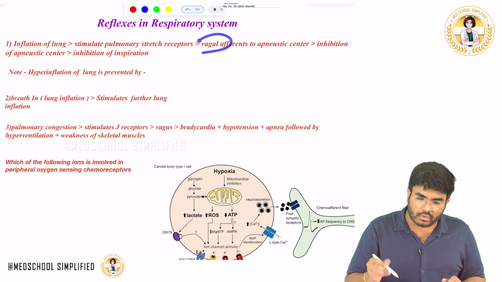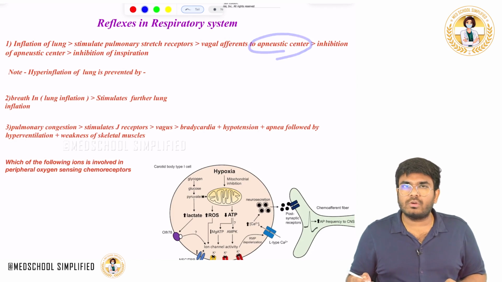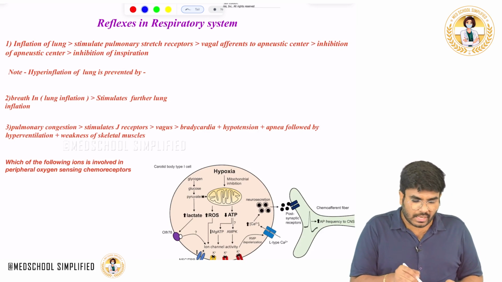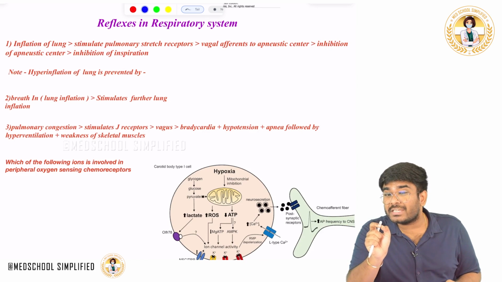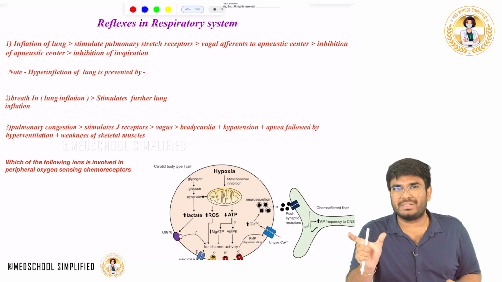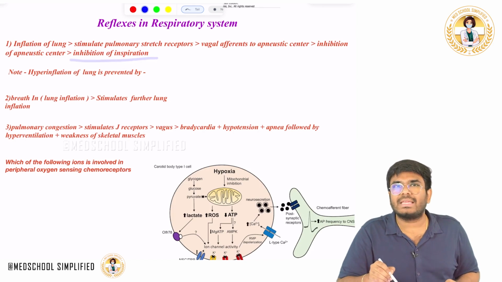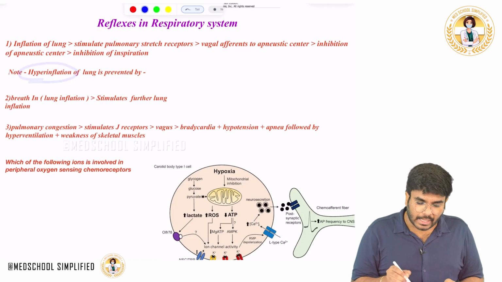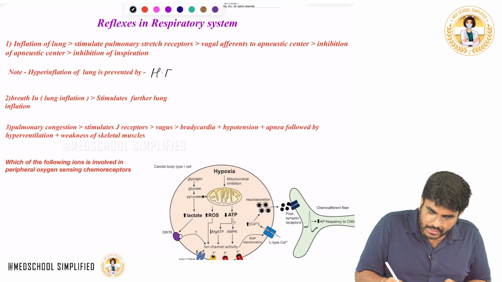Now what is this vagus nerve going to do? First of all, where is it going? It is going to the apneustic center. The vagus nerve goes to the apneustic center and inhibits it. Now you tell me, the apneustic center is the one which tries to prolong inspiration. So whenever your apneustic center is inhibited, your inspiration is inhibited. So this reflex is preventing the hyperinflation of the lungs. This is called the Hering-Breuer inflation reflex.